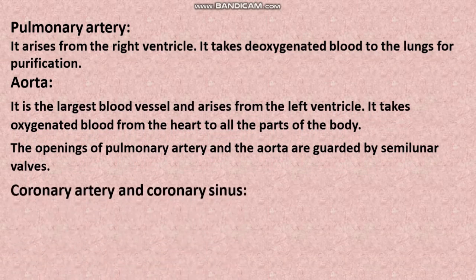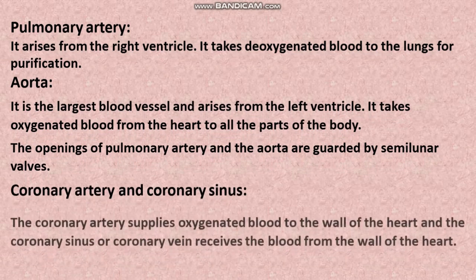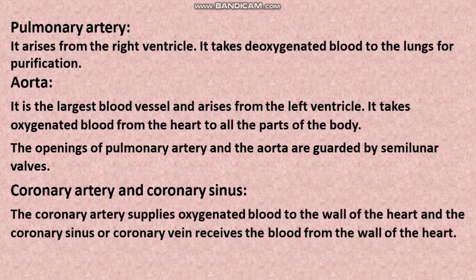Coronary artery and coronary sinus. The coronary artery supplies oxygenated blood to the wall of the heart, and the coronary sinus or coronary vein receives the blood from the wall of the heart.